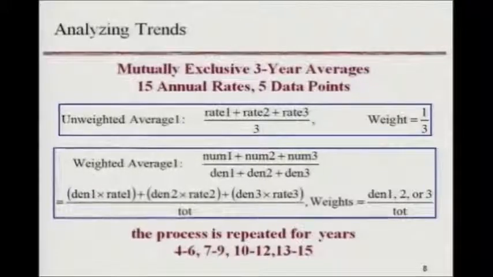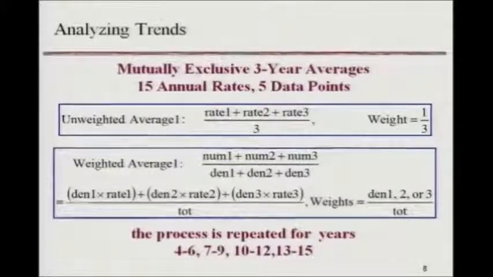Just to remind us what I mean when I say weighted or unweighted averages. I don't think any of us do this, we're all epidemiologists. But an unweighted average would be literally taking the arithmetic mean. So, the rate in year 1, rate in year 2, rate in year 3, add them up and divide by 3. That's not accounting for sample size at all.